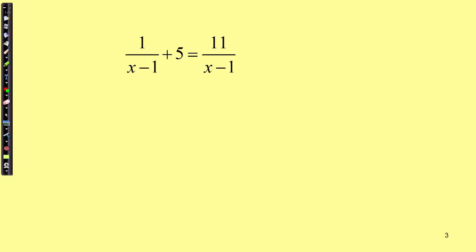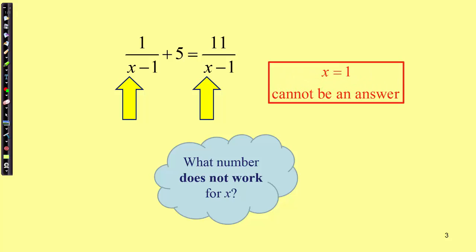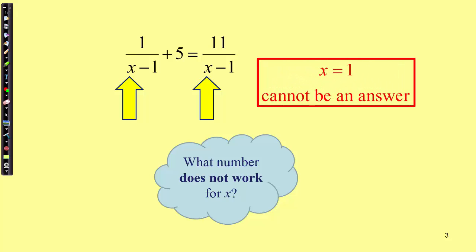Fraction equations. First thing you need to do is to notice what number does not work for x. Look at the bottoms of the fractions and see if you can figure out what number does not work for x. Remember, the bottom cannot be 0. So x minus 1 cannot be 0. So that means x cannot be a 1. So we cannot have an answer of x equals 1.